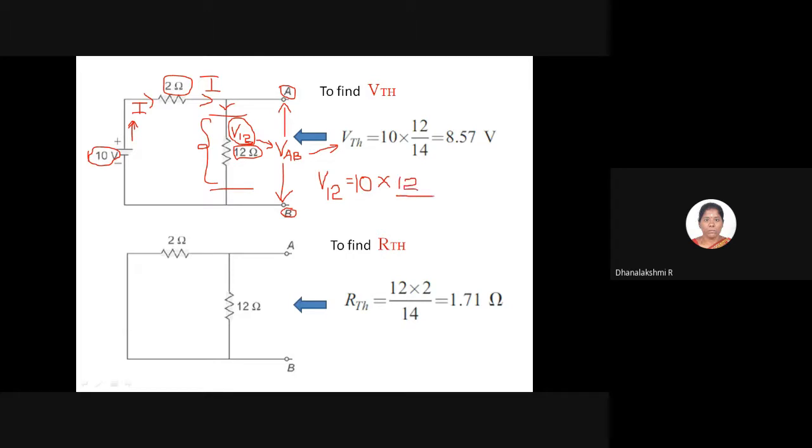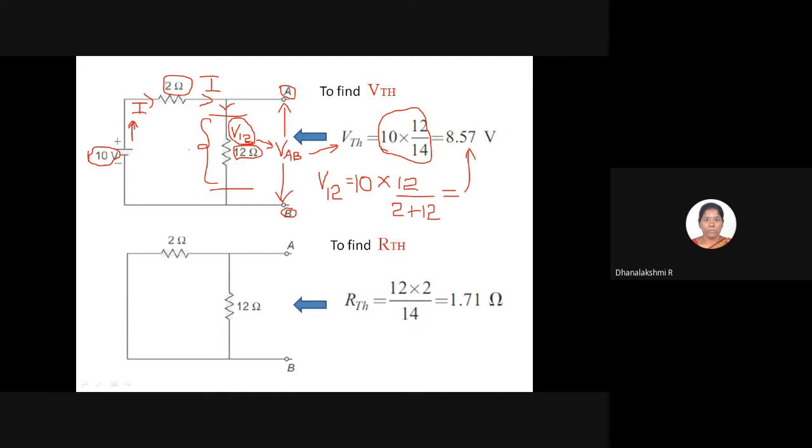So 12 divided by the total resistance, where the total resistance here will be 2 plus 12. That is 2 plus 12 will be the total resistance. So when you calculate these values, you will get 8.57. That is 10 into 12 by 14, which we got from the voltage division rule, and when we calculate, this value will become equal to 8.57 volts.